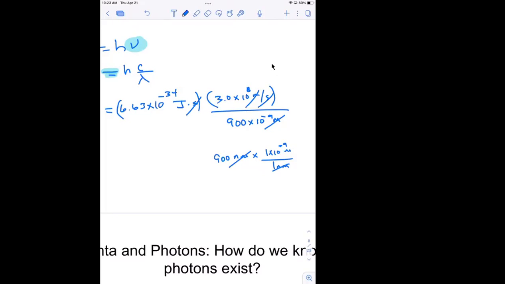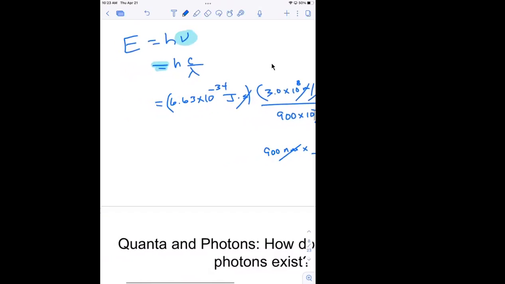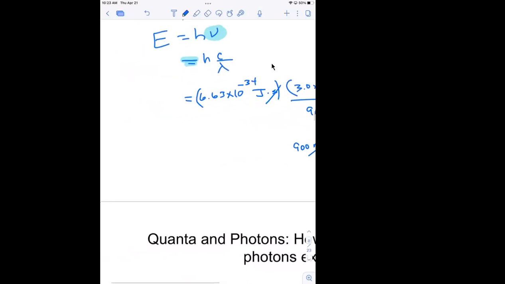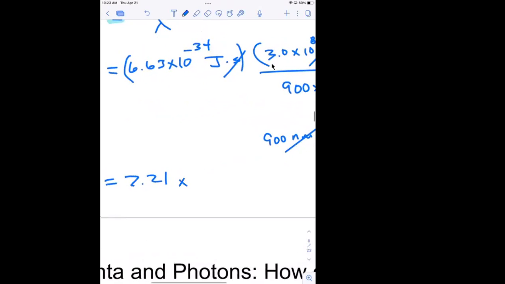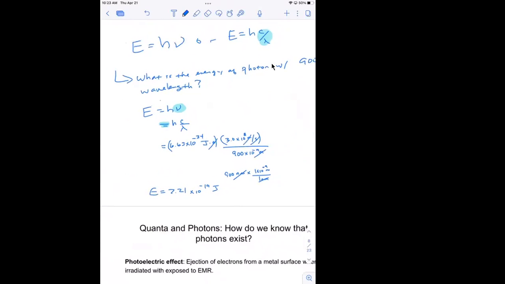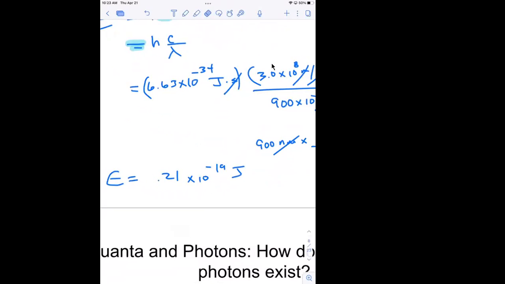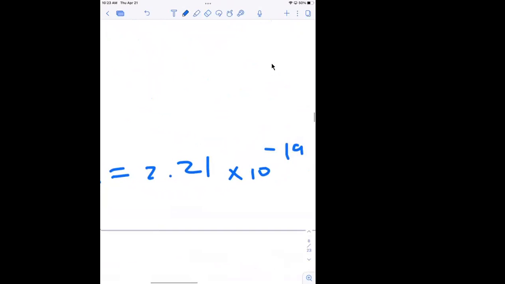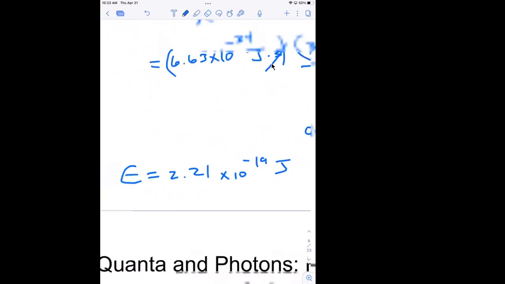Okay, all right, so I have the energy being 2.21 times 10 to the minus 19 joules. Right? Anybody have a question about that or not? Or was anybody not able to calculate that?